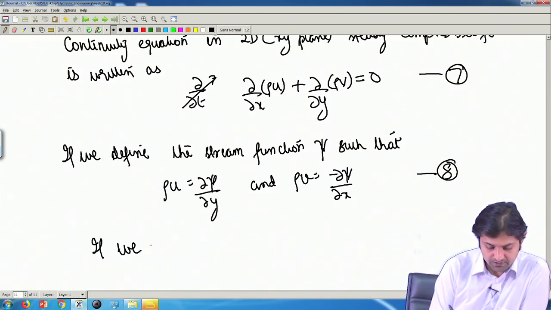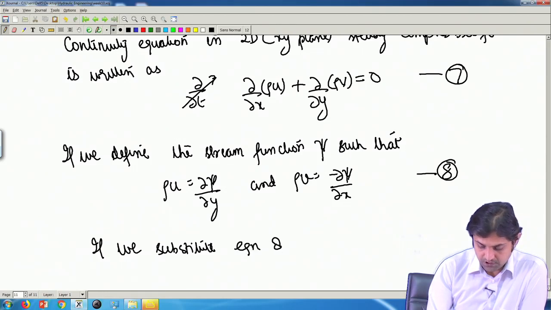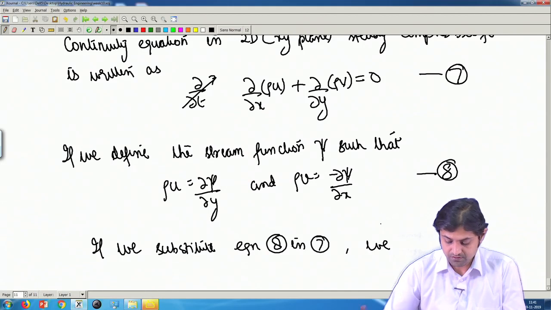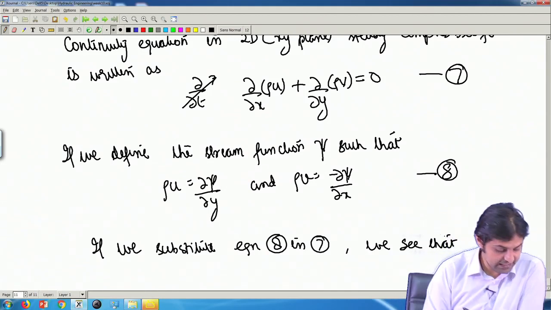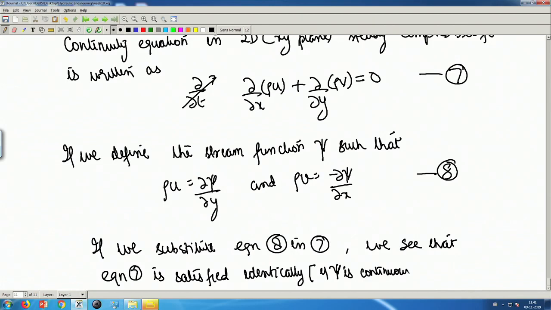if we substitute equation 8 in equation 7, we see that equation number 7 is satisfied identically. Of course, the condition here is if psi is continuous to second order derivatives.